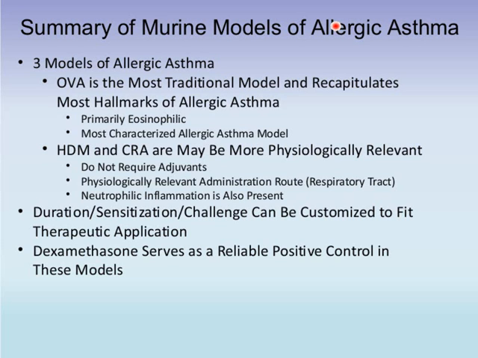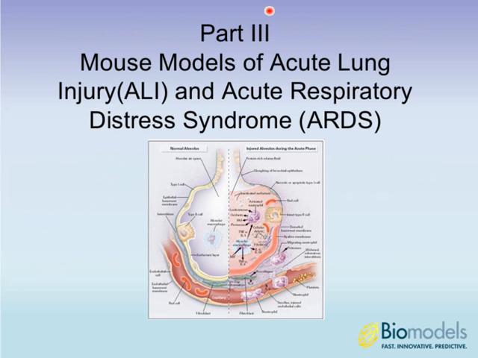There was one question about how we analyze the BAL. In general, we aliquot all the BALs together for total cell counts, but we'll save the first or second BALs for inflammatory mediator analysis. That brings us to the next section, mouse models of acute lung injury, or ALI, as well as acute respiratory distress syndrome.